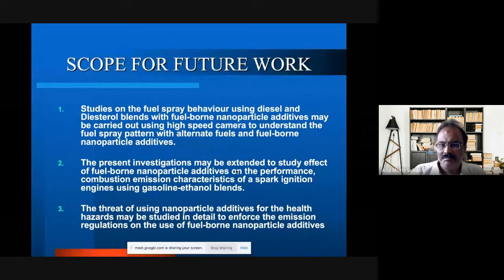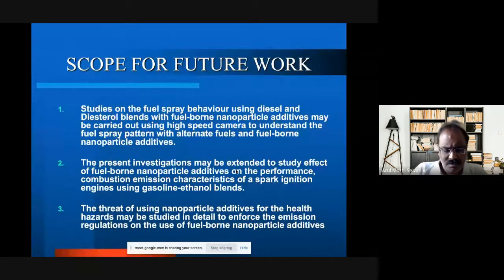There is scope for future work, like studies on the fuel spray behavior using diesel and distol blends with fuel-borne nanoparticle additives, which may be carried out using a high speed camera to understand the fuel spray pattern with alternate fuels and fuel-borne nanoparticle additives. The present investigations may be extended to study the effect of fuel-borne nano additives on the performance, combustion and emission characteristics of an SI engine using gasoline ethanol blend.